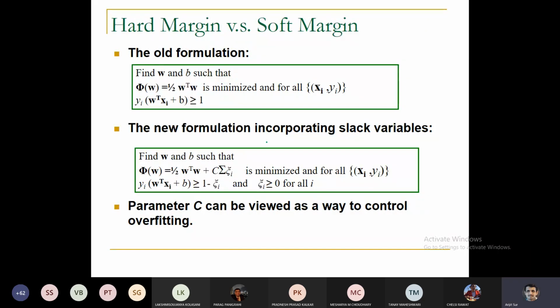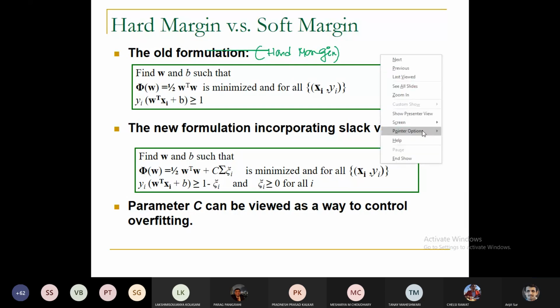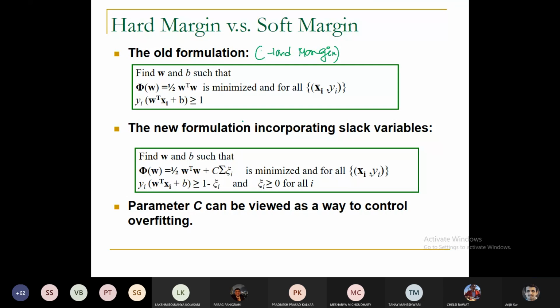Okay, so we summarize here. This is the old problem, the hard margin classifier. This is the formulation. And for the new one, incorporating slack variables, it is the soft margin classifier. So this is: find w and b so that C times the summation of xi i is minimized, subject to the constraints for all these points, 1 minus xi. Parameter C can be viewed as a way to control overfitting. This is the summary.